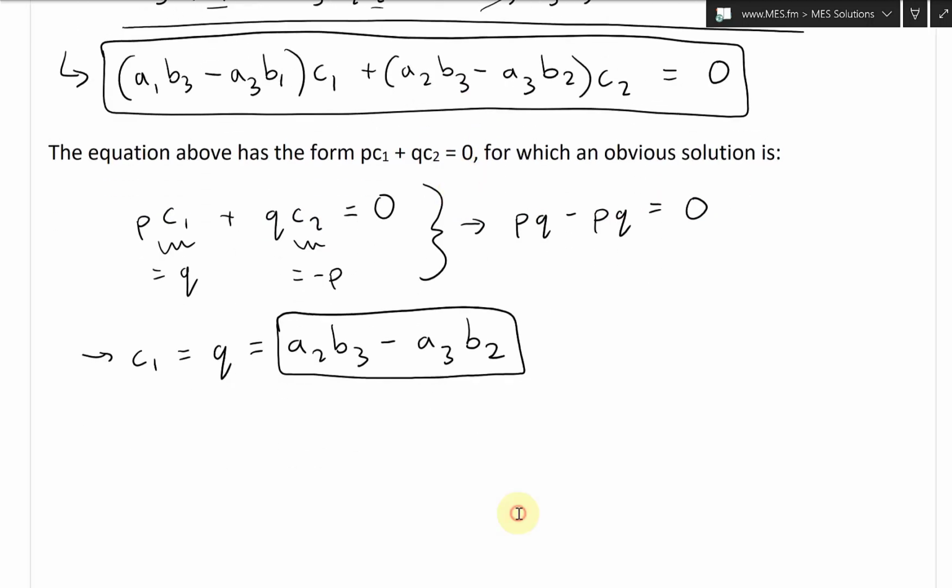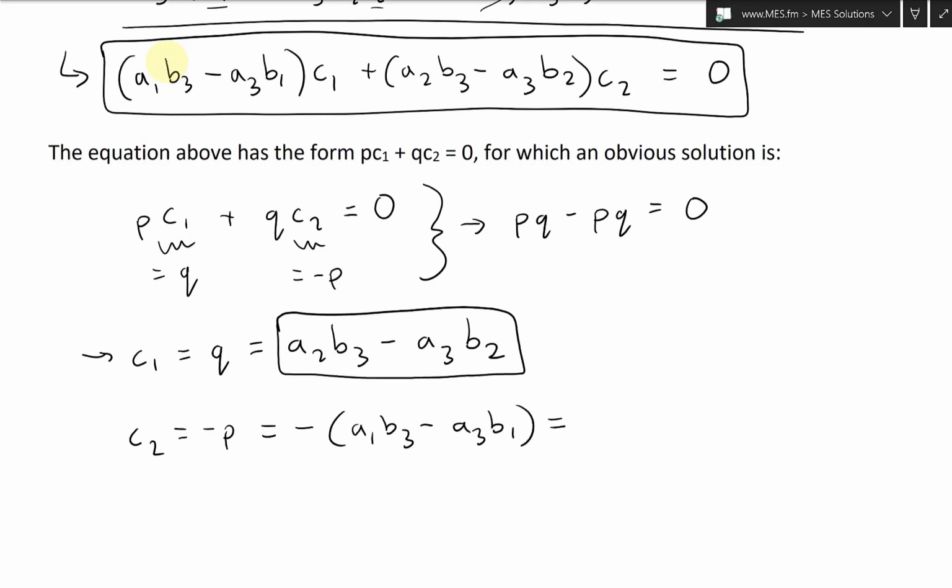And then likewise our C2 is going to equal negative P. And negative P is just, this is P, but we have to put the negative of it. So this equals, let's put this negative, and then this is going to be P, A1, B3 minus A3, B1. You can put the negative there, or remove the negative, multiply it inside, and move the positive in front. So A3, B1 minus A1, B3.